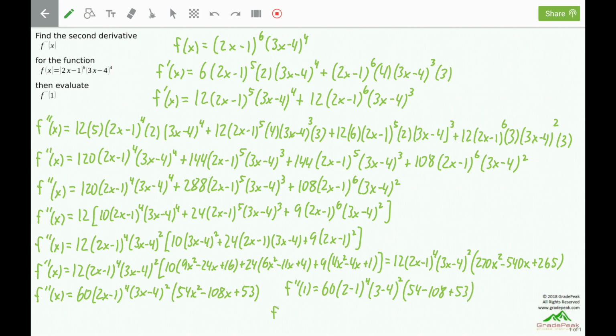Now, even though this looks bad at first, it turns out that, well, 2 minus 1 is a 1 to the 4th. 3 minus 4 is a negative 1 squared. And 54 and 53, if you add those together, that's a 107 minus 108, and that's all just a negative 1. So even though they look bad at first, they're not too bad. So 60 times 1 to the 4th, which is a 1, times a negative 1 squared, which is a 1, and then times a negative 1. 60 times 1 times 1 times negative 1 will give us overall a negative 60.